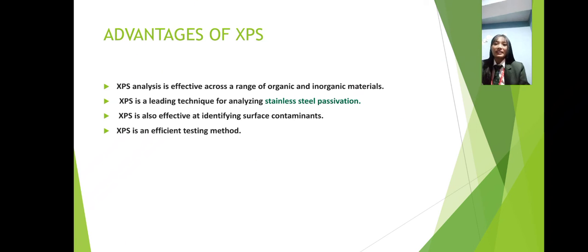Now moving towards the advantages of XPS, there are some points. Point number 1, XPS analysis is effective across a range of organic and inorganic materials. Point number 2, XPS is a leading technique for analyzing stainless steel passivation. Point number 3, XPS is also effective at identifying surface contaminants. Point number 4, XPS is an efficient testing method.